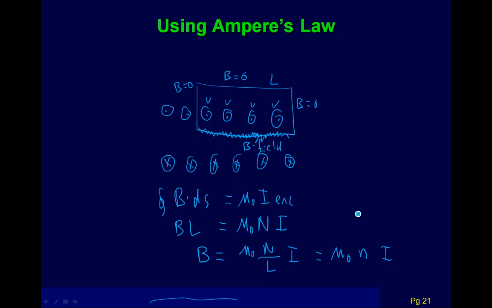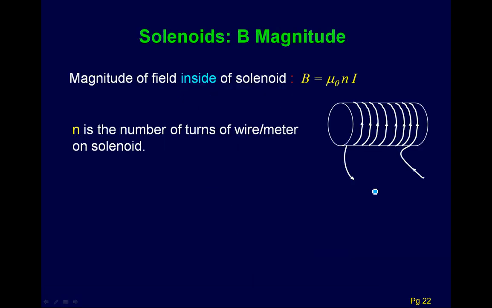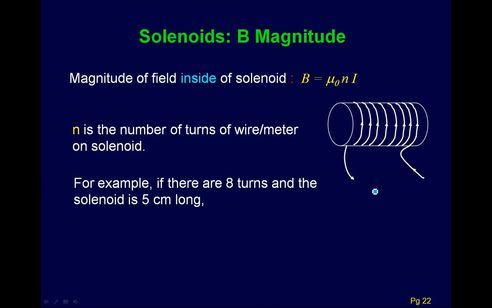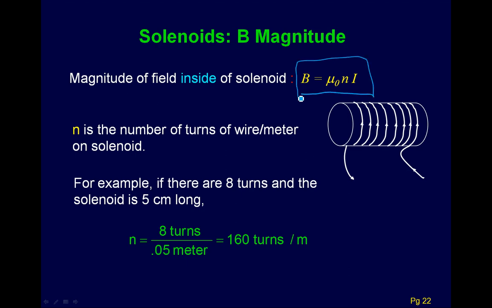We usually define lowercase n to be this special thing, which is the total number of loops divided by the length of the solenoid. And so here's a way to solve this using Ampere's law. We'll talk much more about this in class. This is really tricky to get your head around, but we'll talk more about it. But the important thing is that we'll never ask you to actually calculate something like this. And the result here is that we get this for the magnitude of a solenoid.